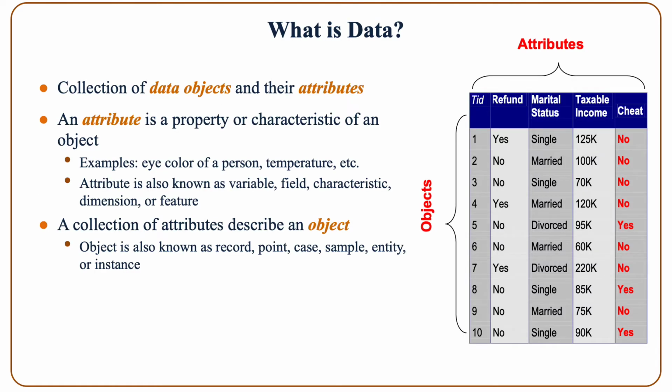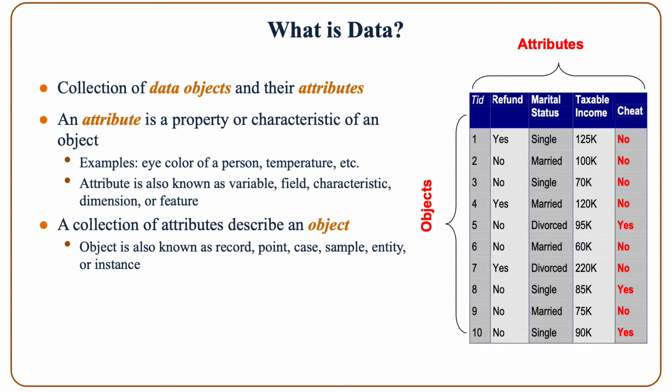So what is data? Data is a collection of data objects and attributes. An attribute is a property of an object. You could see an example as the eye color of a person, such as blue, brown, black, etc., or temperature as a numeric value. Attribute is also known as a variable, field, characteristic, dimension, or feature.